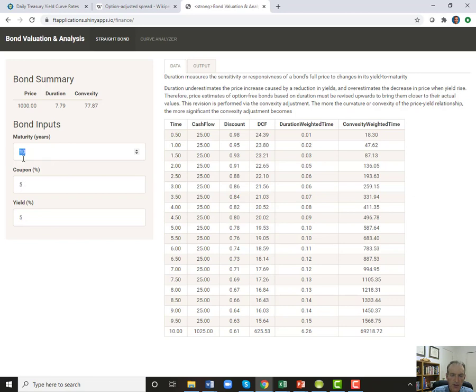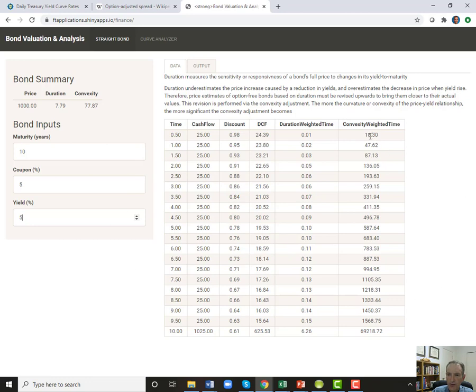You can change these numbers. I made this a 10-year bond, and you can do it with a little cursor there. The coupon, you can change the coupon around. I'm using a 5% coupon, a 5% yield. We'll talk more about this. All of these calculations are in the spreadsheet.